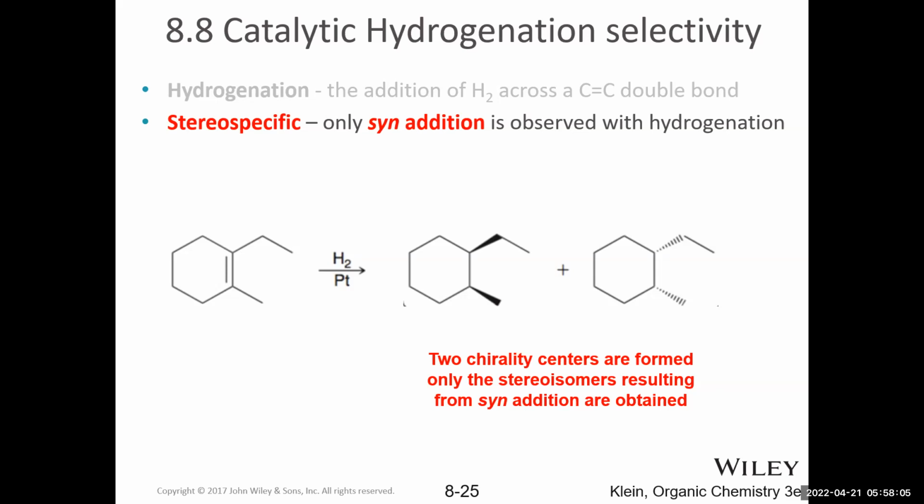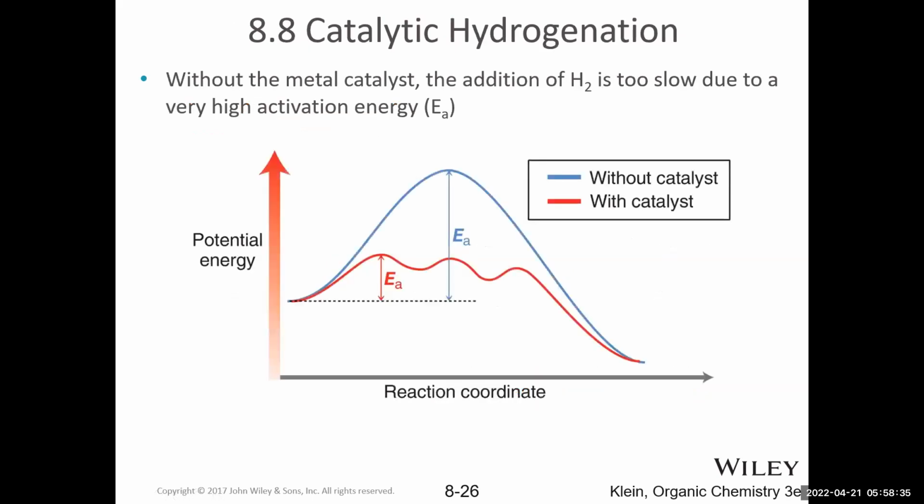But this reaction is stereospecific. Only syn addition is observed with hydrogenation, which means that both hydrogens are added to the same face of the double bond. In this case, they've been added both to the back. So we have hydrogens on dashes at both carbons. And in this case, both hydrogens have been added to the top face. And so both hydrogens here would be going out at you or on wedges. Anti-addition is not observed in this particular reaction.